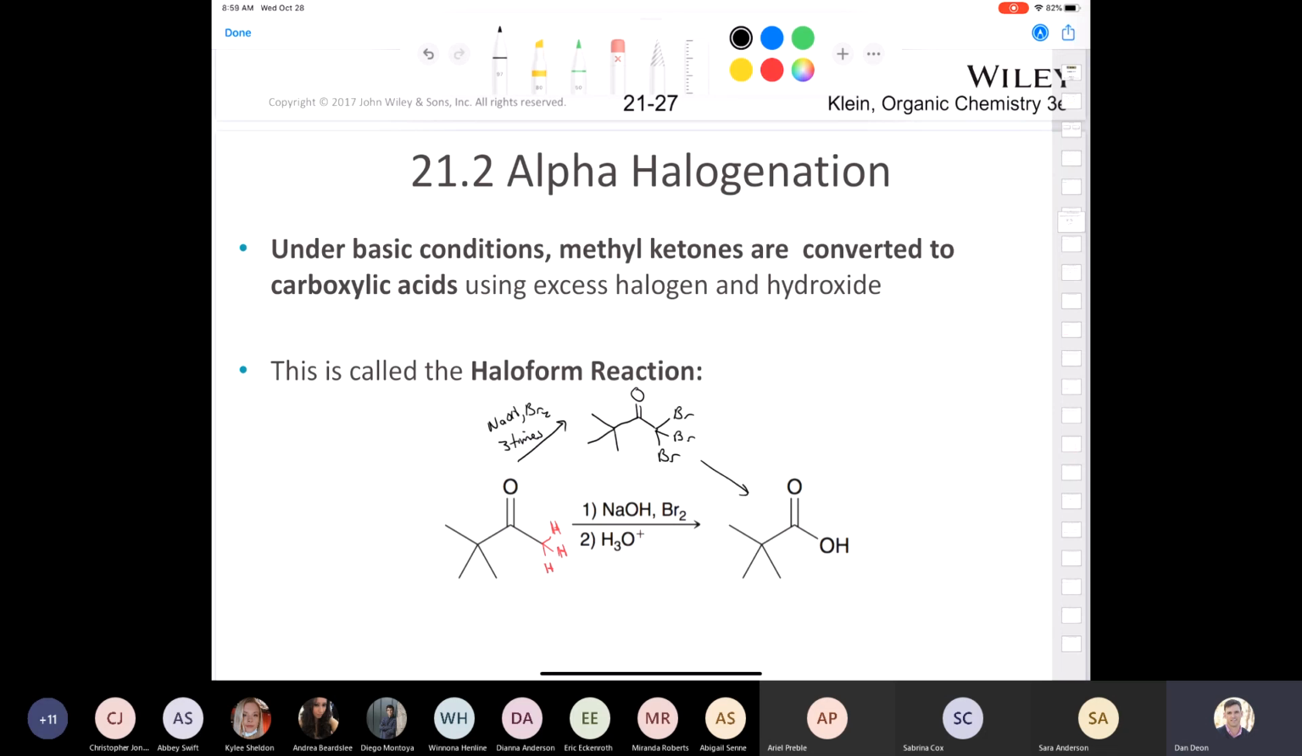Now hold on. Now you've got, look, 1, 2, 3 electron withdrawing groups, 3 EWGs. That's a lot of EWGs. And so does it make sense that we could hydrolyze that in the end? I think so.